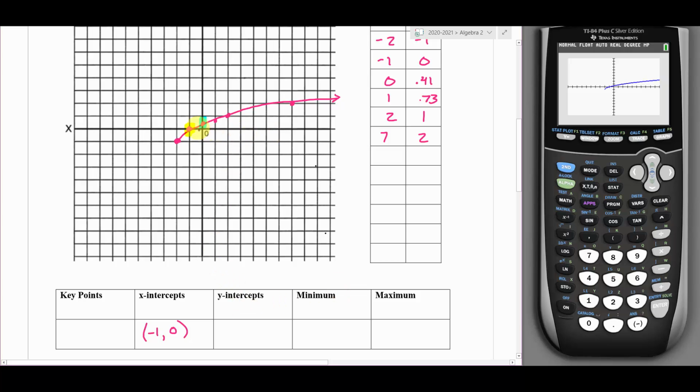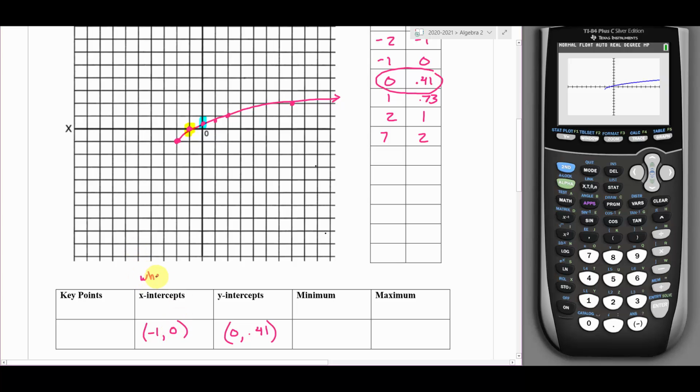Okay, and that location is at one of the decimal values. It's actually this one right here, 0.41. So I'm going to say 0.41. And notice that the x-intercept occurred when y is 0.